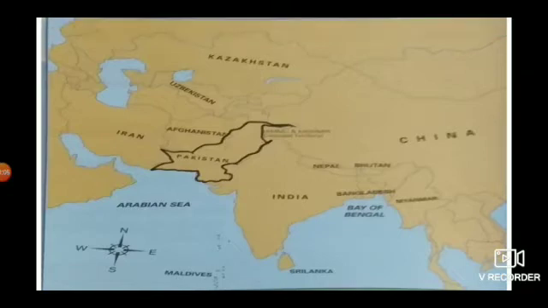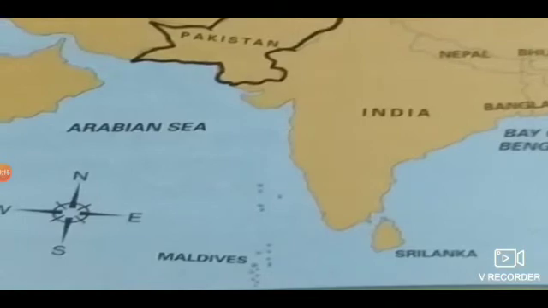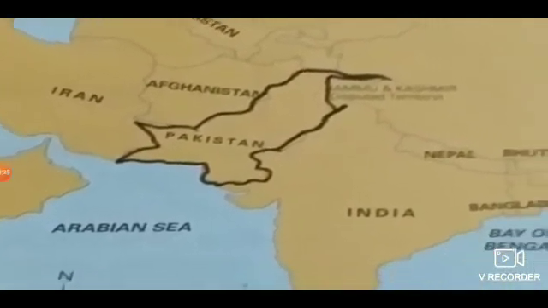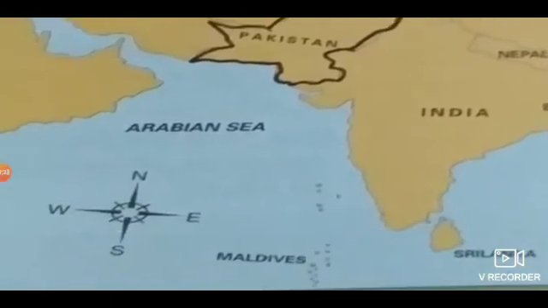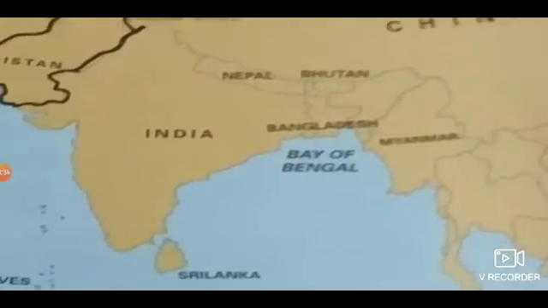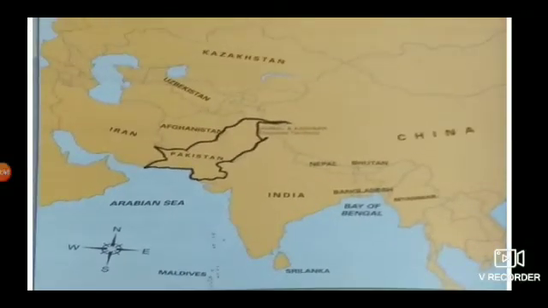Dear students, look at this map. This map shows Pakistan is bordered by India to the east, Afghanistan to the northwest, Iran to west, while China borders the country in the northeast. The coast of the Arabian Sea forms its southern border. India shares longest border with Pakistan, about 270 kilometers.